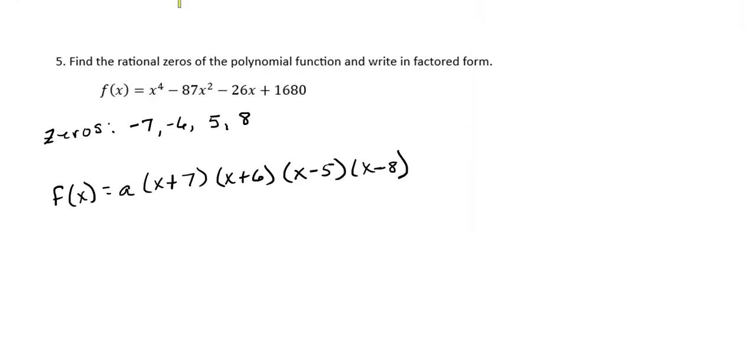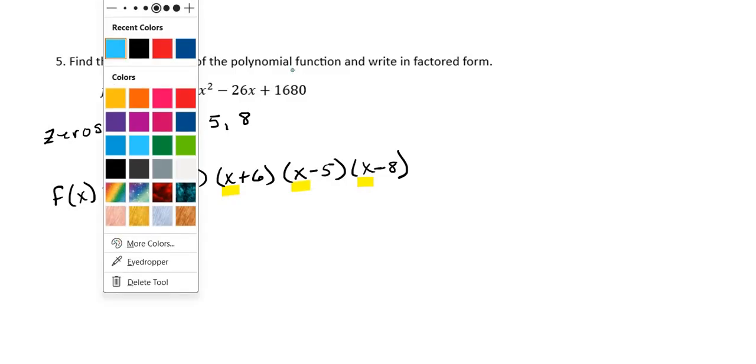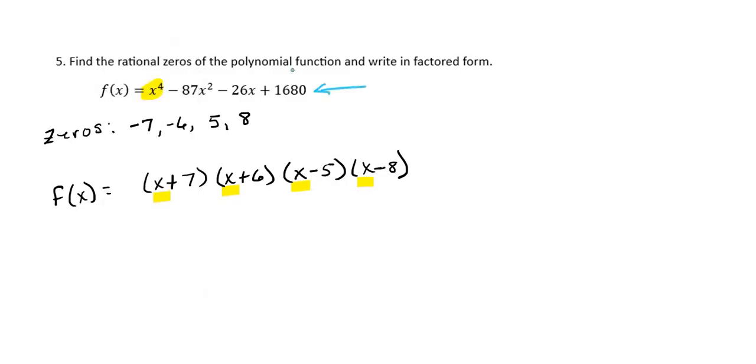Now, when I multiply all four of these things together, I'm going to get x to the fourth, which is what I'm supposed to have. So my a is 1, so I really don't need that a there. And again, I can go back and verify that this is the correct factored form by putting this equation into y1 and this into y2, and then look at the tables.